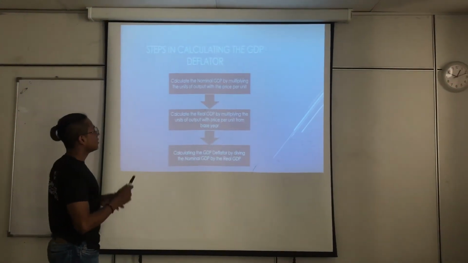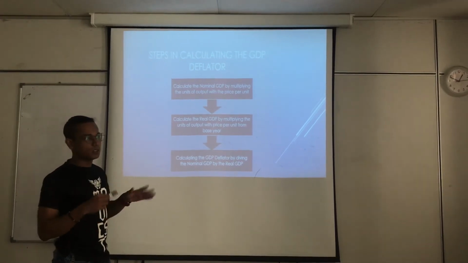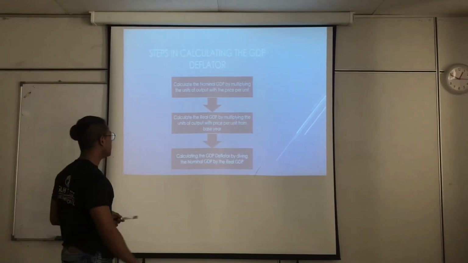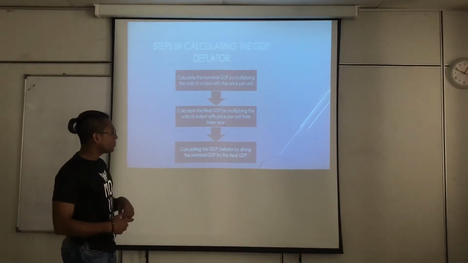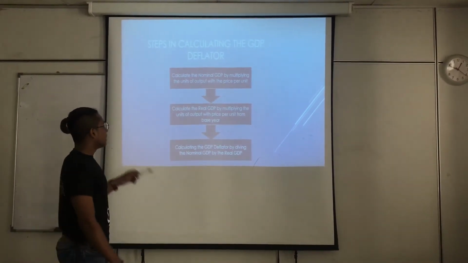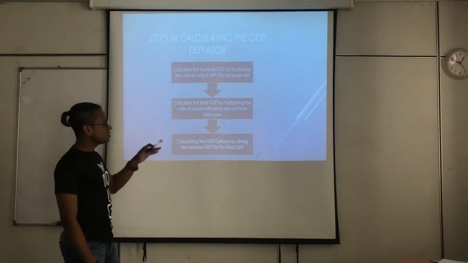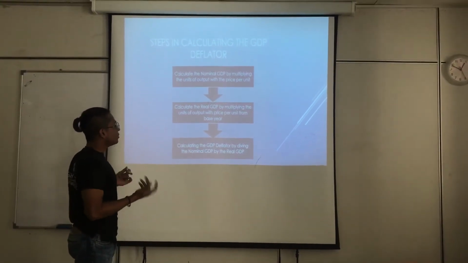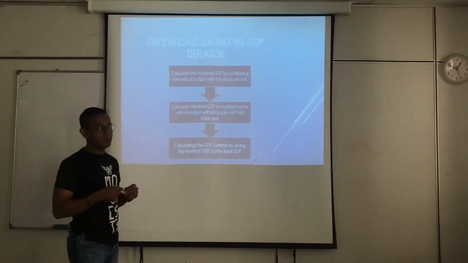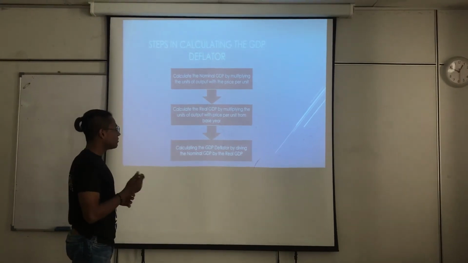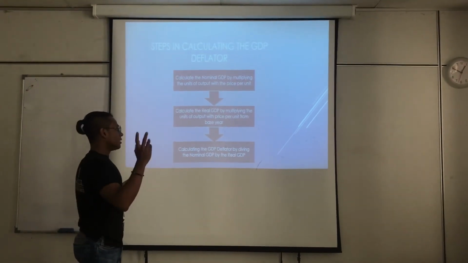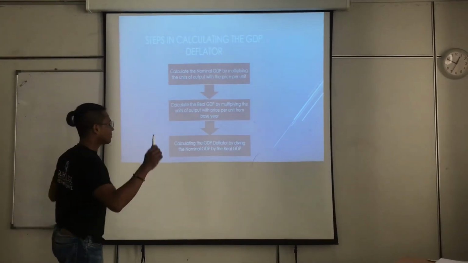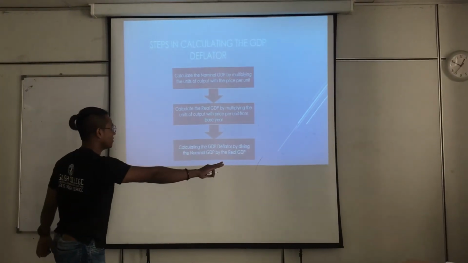There is also a way to calculate the GDP deflator. Firstly, you have to calculate the nominal GDP by multiplying the units of output with the price per unit. Then you have to calculate the real GDP by multiplying the units of output with the price per unit from the base year. Then you calculate the GDP deflator by dividing the nominal GDP by the real GDP. So, next, leave it there.